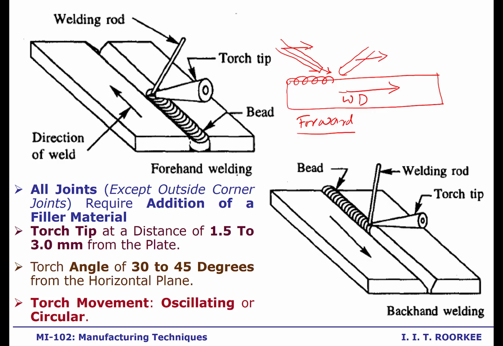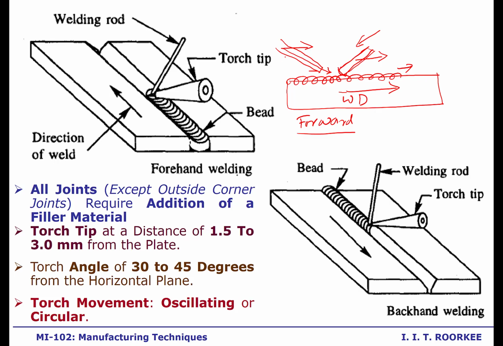In this case, the torch is moving in the direction of welding. In this case, the torch is pointed in the direction opposite to its movement, opposite to the direction of welding. In both cases, we may have the same welding direction, but the orientation and inclination of the torch with respect to the welding direction will decide which welding technique is being used.